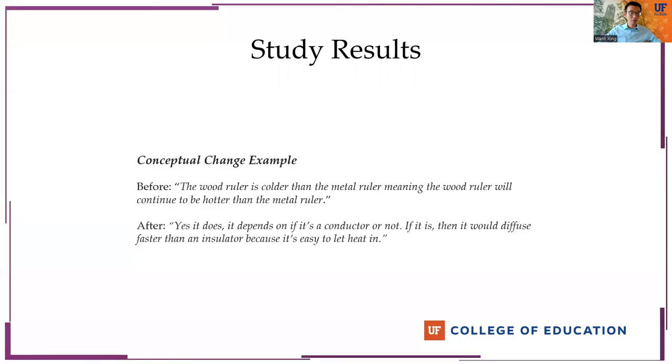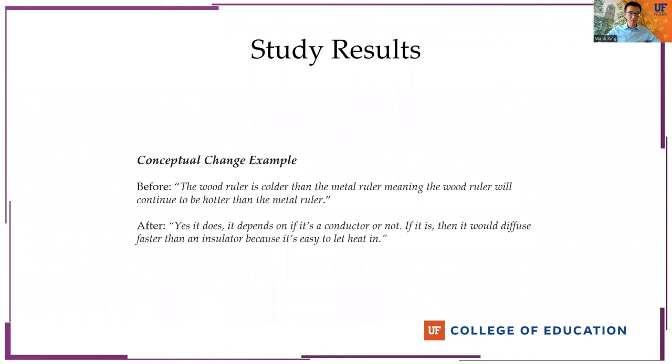And then let's look at the concept change example. For example, before, students thought the wood ruler is colder than the metal ruler, meaning the wood ruler will continue to be hotter than the metal ruler, which is the result we collected before the experiment. And after the experiment, it can see, yes, it depends on if it's a conductor or not. If it is, then it would diffuse heat faster than an insulator because it's easier to let heat in, which means the experimental process using the augmented learning environment can actually lead students to a conceptual change for heat transfer.